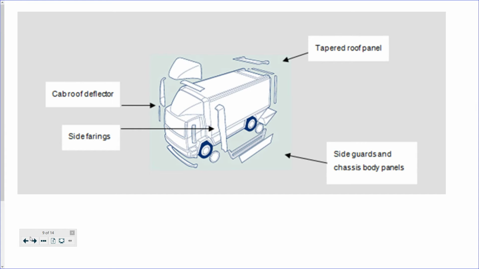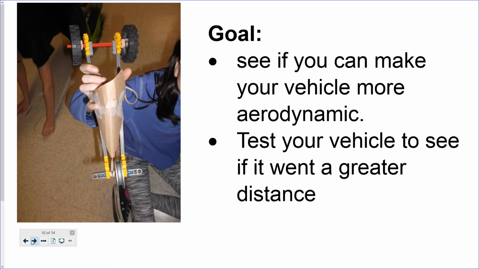So aerodynamics is the lesson today. One of the goals when we get back into class is you're going to see if you can make your vehicle more aerodynamic and test it to see if it can go a greater distance and save fuel. You can see here from the past that some of the kids put it into a three wheel. They took that cardboard and made it into a deflector here to go up, and they made it lighter. There are going to be a couple other activities right after this, and then the last lesson will be on propellers.